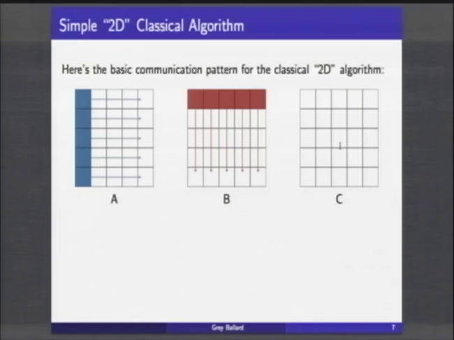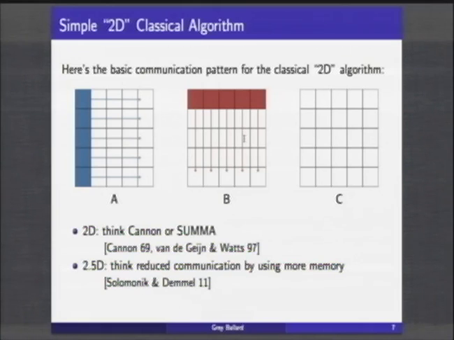You distribute them across a 2-dimensional processor grid. And basically, 2D algorithms work by somehow communicating blocks of A across processor rows and blocks of B across processor columns. Okay, it gets more complicated than that, but if you're familiar with parallel classical algorithms, think Cannon's algorithm, think SUMMA, the more practical version, but this cartoon will suffice for now.